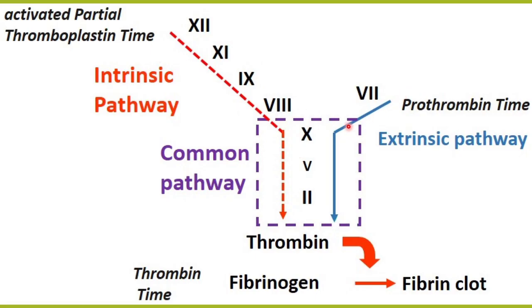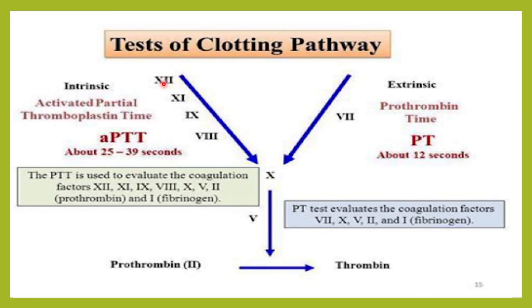In the extrinsic pathway, we have studied the prothrombin time, which measures factor 7, which is initiated here by tissue injury, whereas your APTT measures the activity of factors 12, 11, 9, 8 and your common pathway. And your APTT measures this time. So you know that this intrinsic pathway and extrinsic pathway converge into a common pathway, and the factors help in conversion of prothrombin to thrombin.